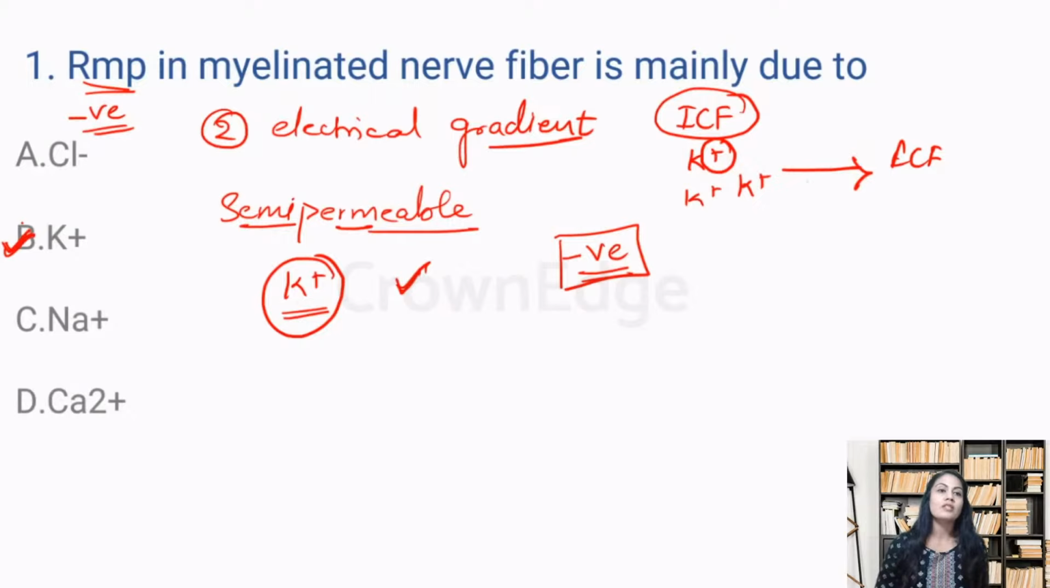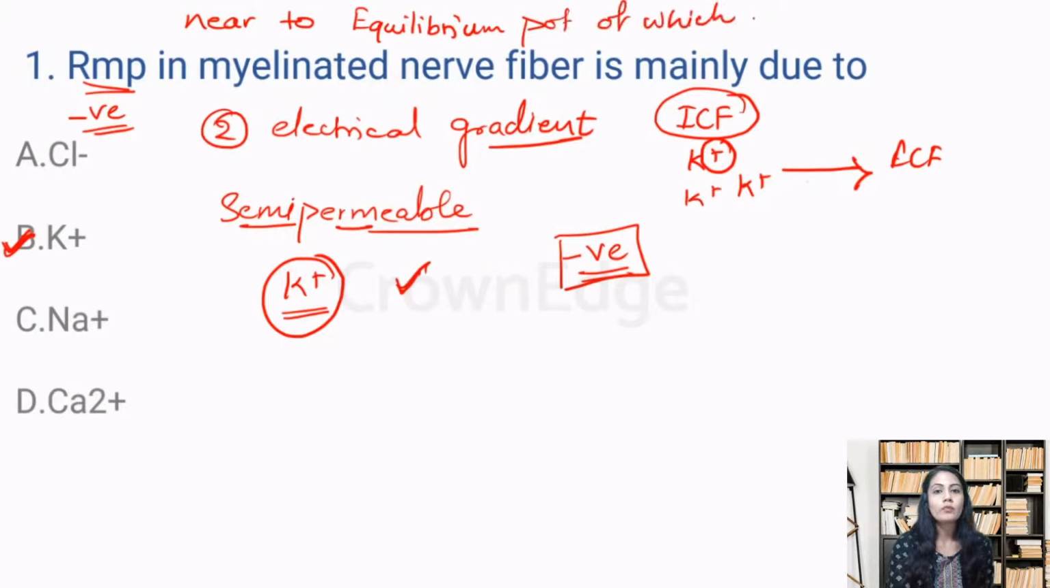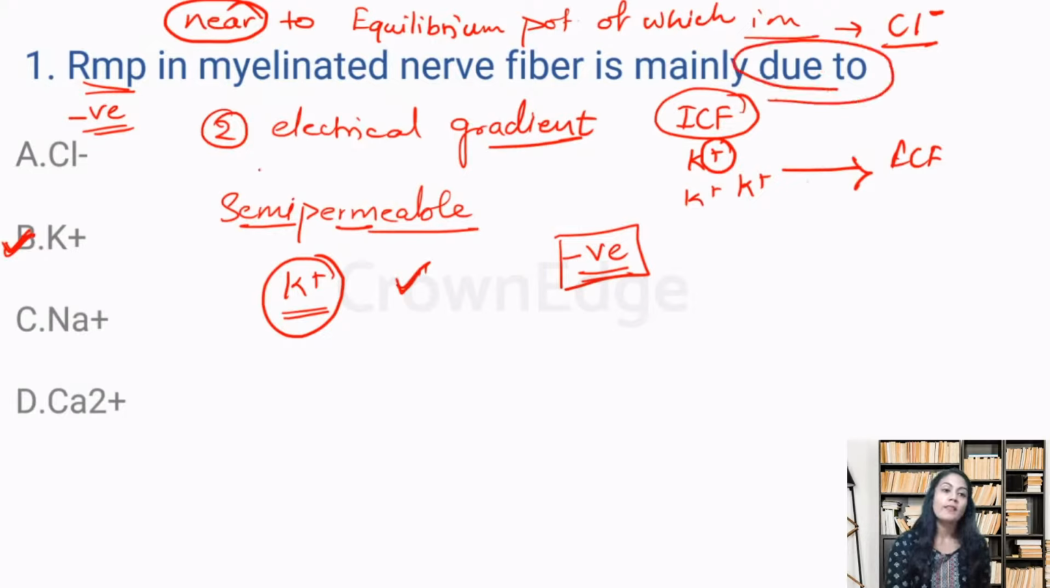So a similar question was asked 3 to 4 years before, in AIIMS: the RMP of the cell is near to which ion's equilibrium potential? So remember, if they ask you about "near to", the answer becomes chloride. But if they ask "because of" or "due to", then the answer becomes potassium. So don't get confused.